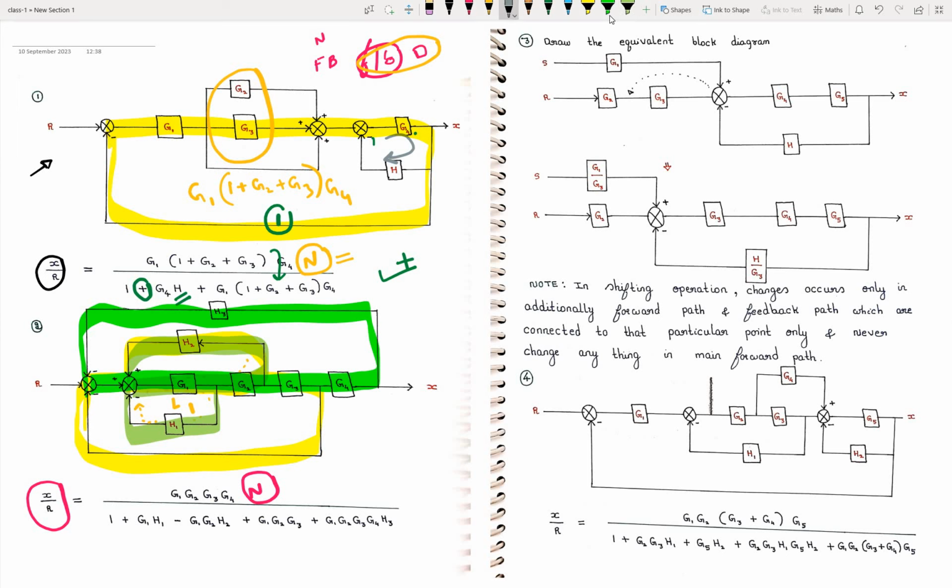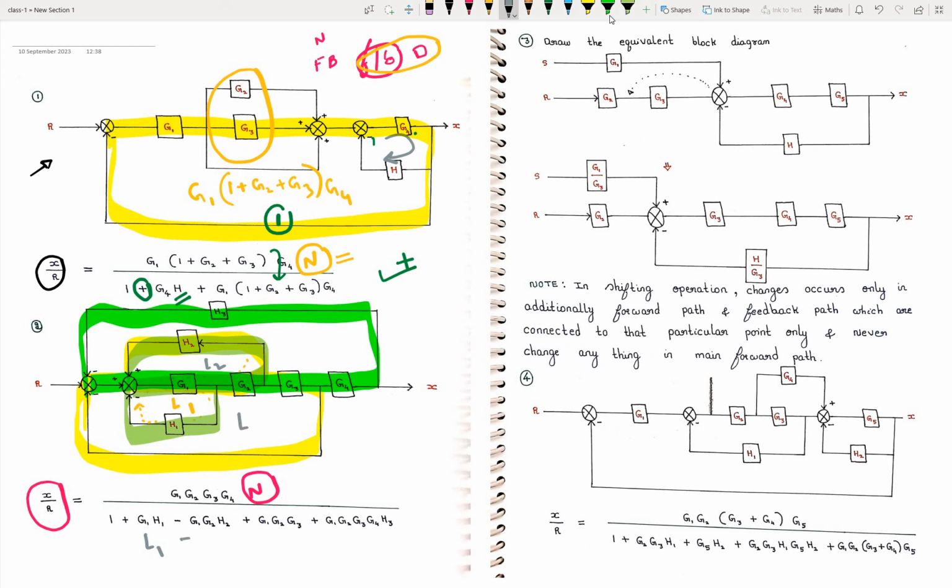So this is loop L1. We have to multiply with minus, and minus into minus is plus G1 H1. Let me take this as L2. In L2 we have G1 G2 H2. Same thing is written here, G1 G2 and H2. We have to multiply with negative sign.